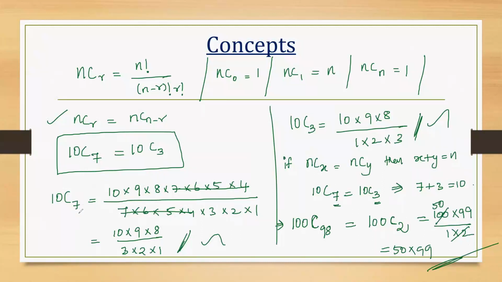For 10, half is 5. 7 is more than 5. So we can apply that rule: nCr equal to nC(n minus r). Is it clear? Any doubt up to this?